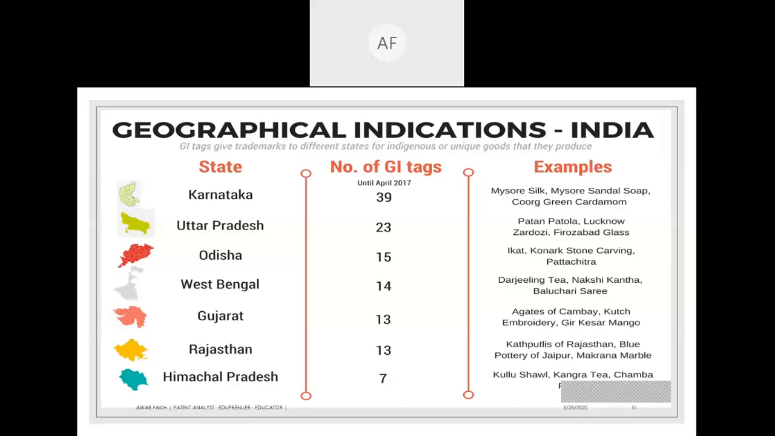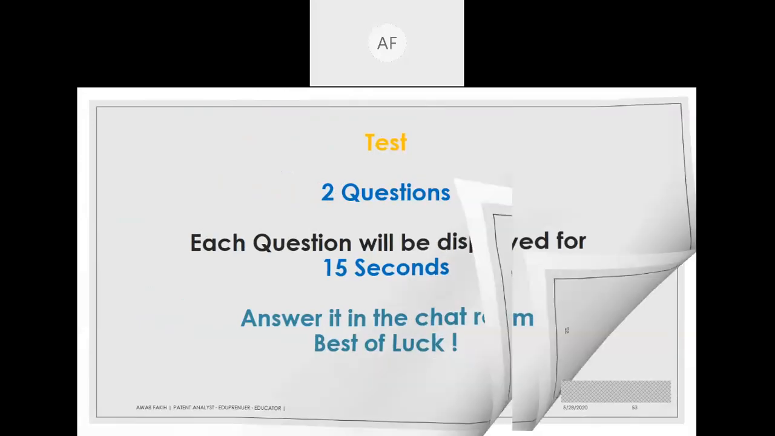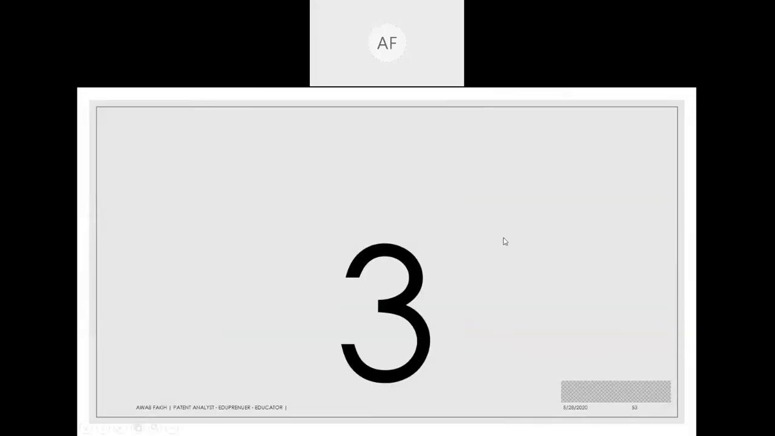So that's the basic overview about geographical indication. With this, we can move forward. You'll have 2 questions on geographical indication. Every question will be displayed for 15 seconds. You have to answer in the chat box. Best of luck.